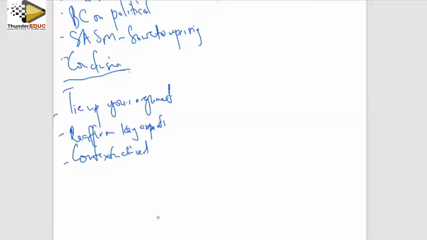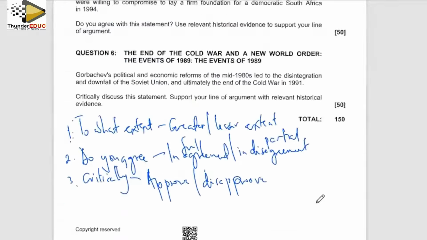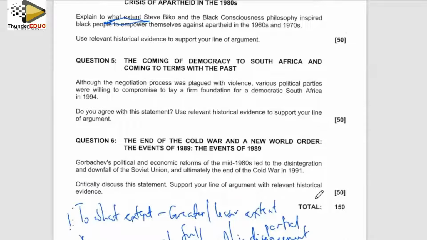For example, you can tie up your argument by showing conclusively the above evidence undoubtedly proves that black consciousness played a key role in. However, you go back to the question. How is the question phrased? Our question is phrased in the way that black consciousness inspired black people. So you can say conclusively, the above evidence undoubtedly proves that black consciousness philosophy inspired black people to empower themselves.